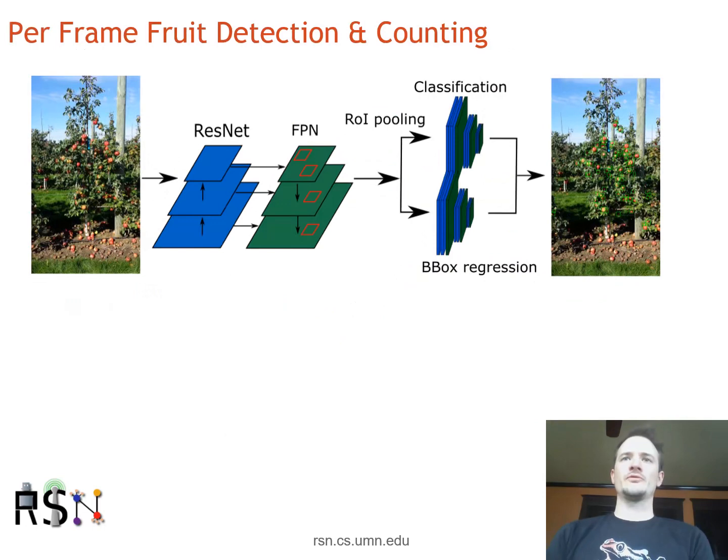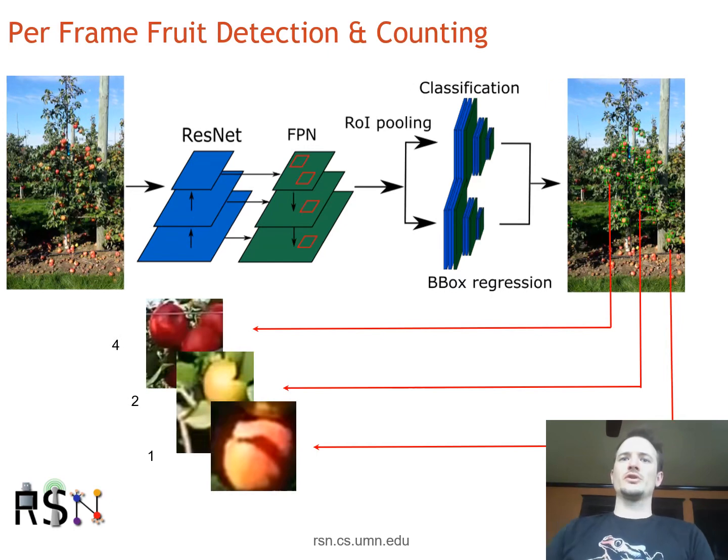For per frame fruit detection and counting, we use a state-of-the-art neural network approach based on Faster RCNN. We use a ResNet backbone for feature extraction together with a feature pooling network to extract regions of interest. Each of these regions of interest gets a classification score, and we regress the bounding box coordinates to get tight bounding boxes around the fruit clusters.